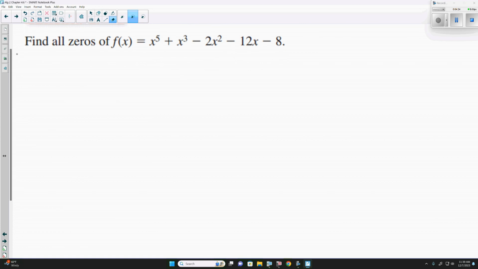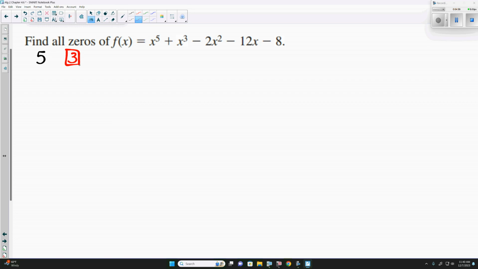Now looking at this one, how many solutions should we have? 5. Okay. So we should have 5 solutions. We need to find them, and there are different ways of finding all the zeros. The first thing we're going to do is graph. And when we graph, we want to find at least 3, because if we can find 3 solutions, we can take it from a 5th degree polynomial function down to a quadratic. And we have ways to solve a quadratic function.